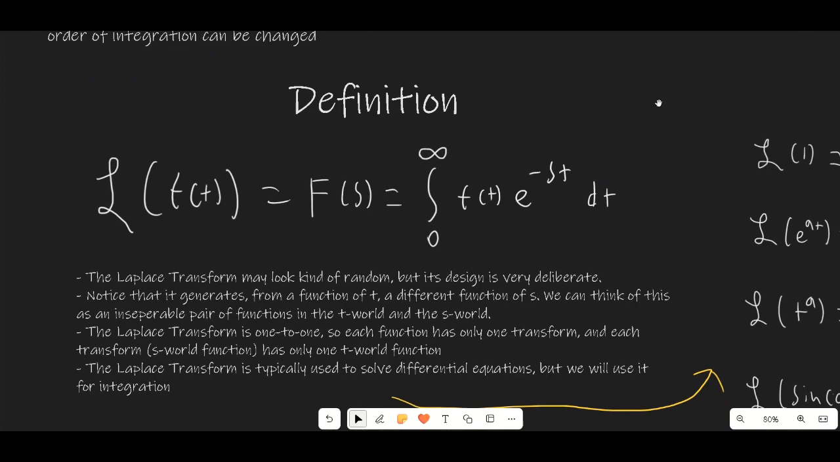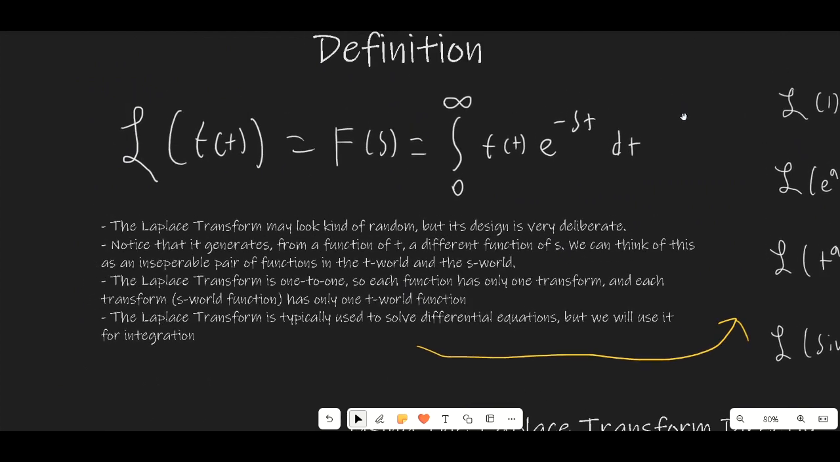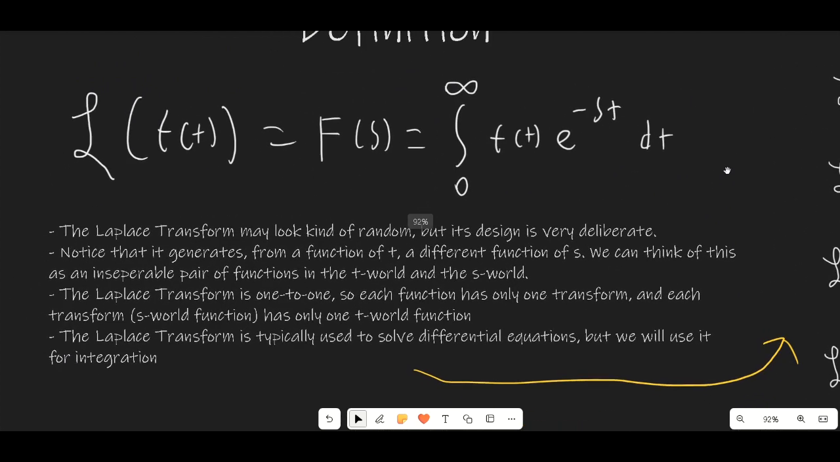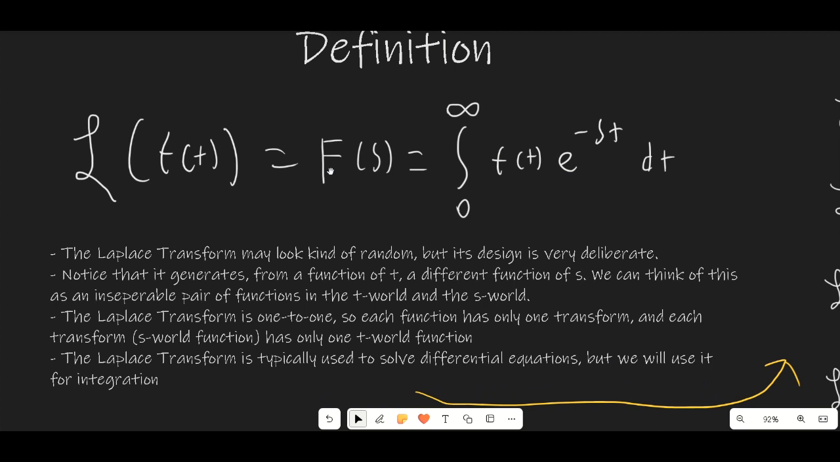So here's the definition of the Laplace transform. It looks a little bit random, right? The Laplace transform of f of t is a function of s, and it's the integral from 0 to infinity of f of t times e to the negative st with respect to t. Again, it looks kind of random if you haven't seen it before, but its design is very, very deliberate.